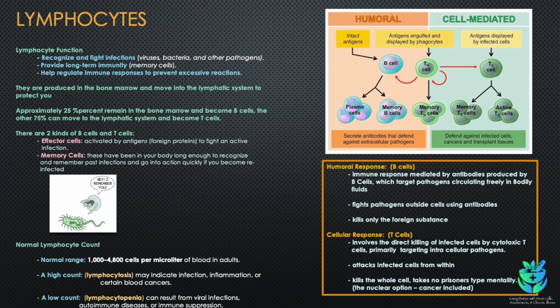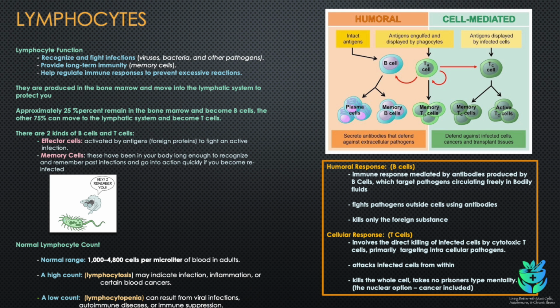Okay, so like we said, lymphocytes, which are your B cells, T cells, and natural killer cells, recognize and fight infections, viruses, bacteria, and pathogens. They also provide long-term immunity because they create memory cells. So that way the next time they come into contact with a pathogen, they remember it and know exactly what to do. They help regulate immune responses to prevent excessive reactions. They are produced in the bone marrow and move into the lymphatic system to protect you. Approximately 25% remain in the bone marrow and become B cells. The other 75% move into the lymphatic system and become T cells.